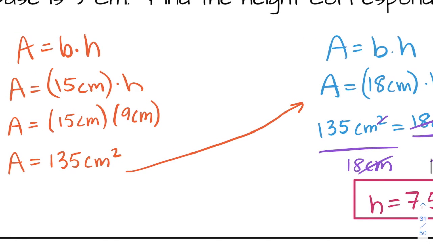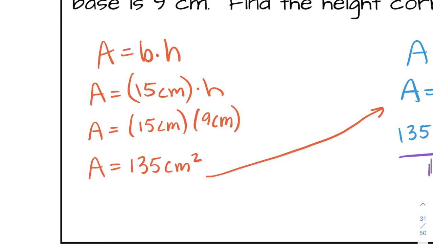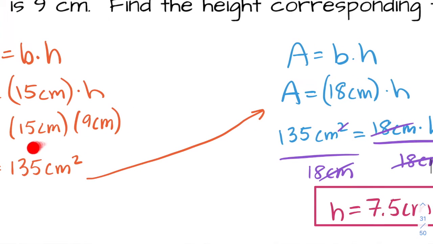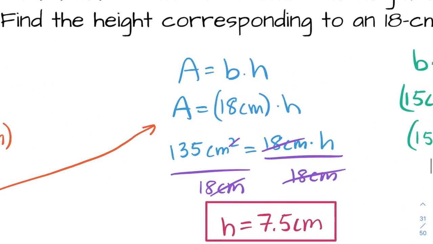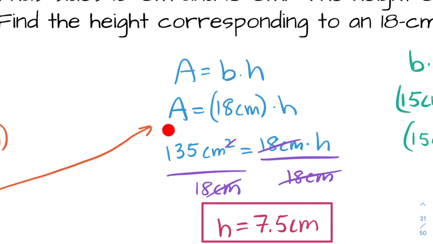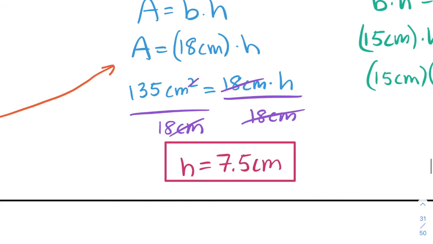So I did 15 times 9, which is 135. Centimeters times centimeters is centimeters squared. And now I'm going to substitute 135 centimeters squared in for the area. And now I can work backwards to solve for my height. So 135 centimeters squared equals 18 centimeters times height. Divide both sides by 18 centimeters, and you get 7.5 centimeters.